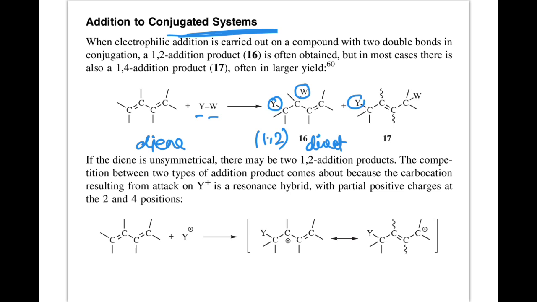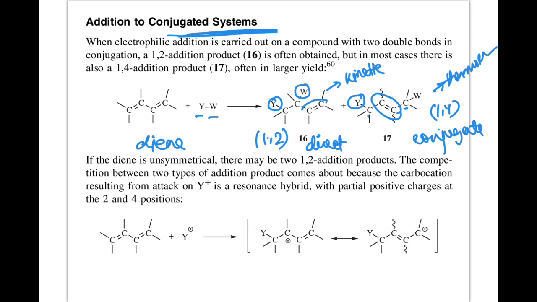Similarly, Y is added on this carbon and the W is added on the fourth carbon. So we call it 1,4 addition product or conjugate addition product, right? So if you have studied thermodynamic and kinetic control, you will know that the 1,2 addition product is known as the kinetic product because the formation requires less activation energy, but the more stable product is the 1,4 product. So this is known as the thermodynamic product, which is more stable, although it requires high activation energy, but the stability of the product is higher. Why? Because you have a more substituted alkene as compared to this one.